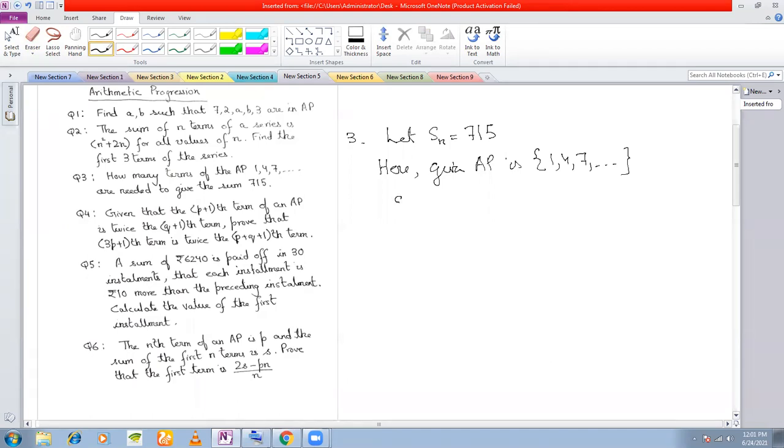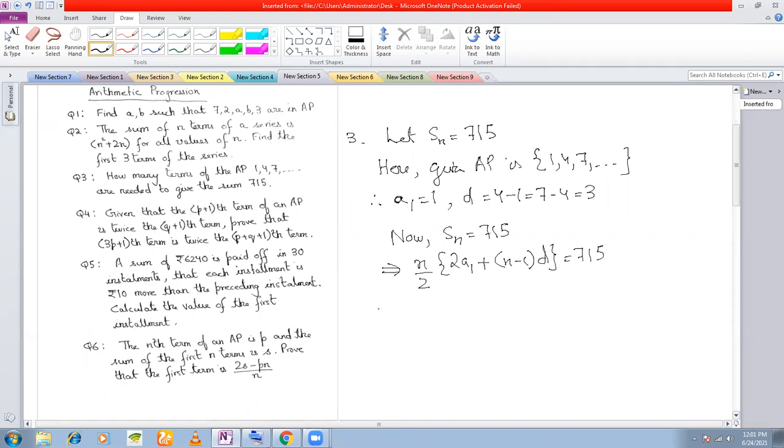Therefore, A1 here is 1, and D is 4 minus 1. Also, you can calculate this as 7 minus 4, equal to 3. You know A1 and D. Now Sn is equal to 715. The sum of an AP in which you know the first term and the common difference is n by 2 times (2 A1 plus (n minus 1) D) equal to 715. Now put the values. You want to find the value of n, so keep it as it is. 2 A1, 1 plus n minus 1.